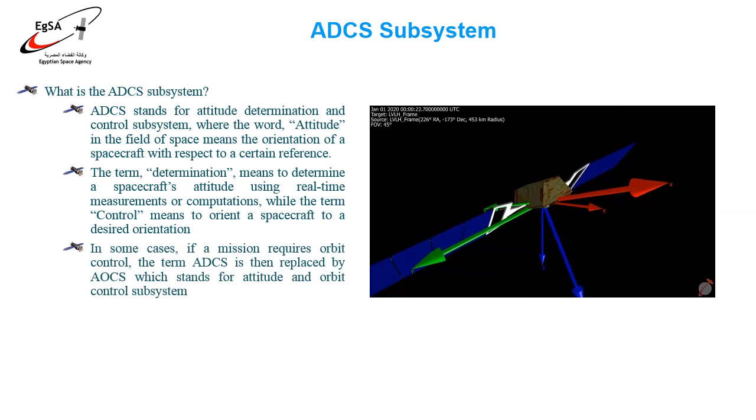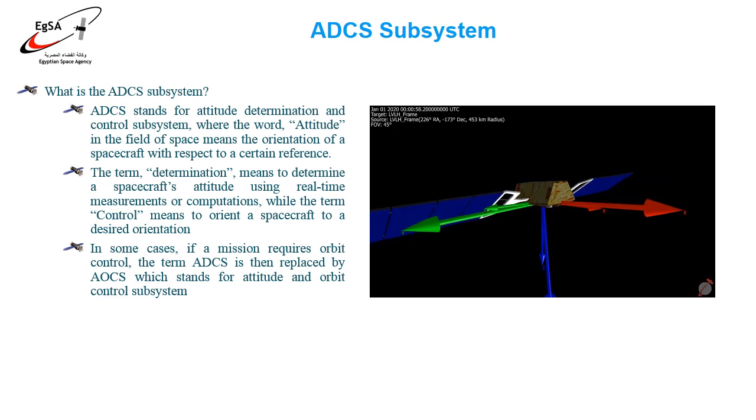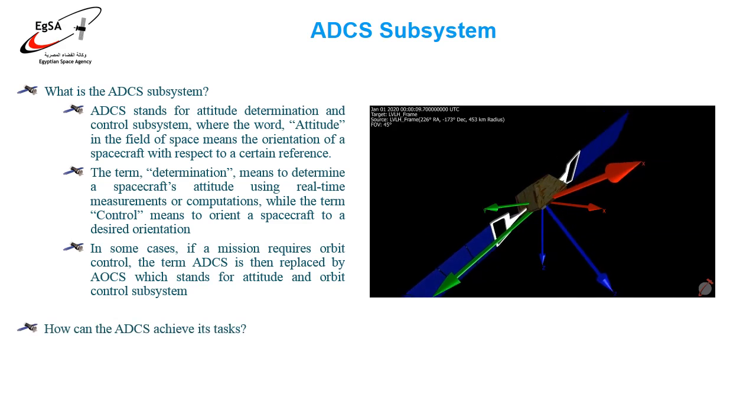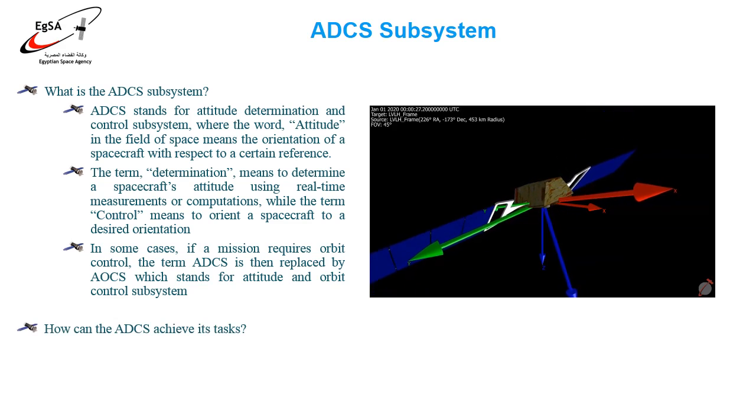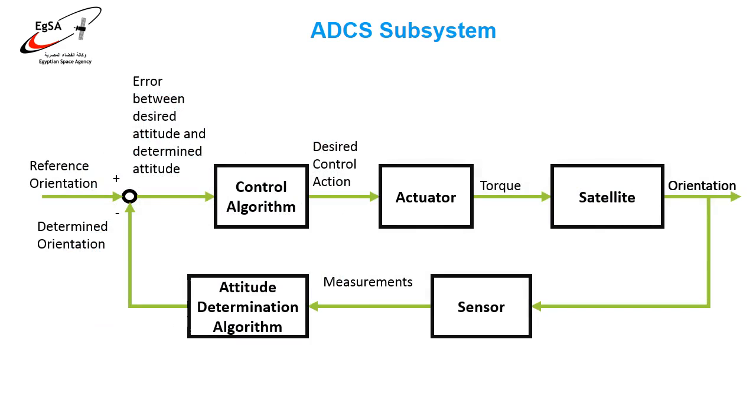In some cases, if a mission requires orbit control, the term ADCS is then replaced by AOCS, which stands for Attitude and Orbit Control Subsystem. How can the ADCS achieve its tasks? In order to perform the tasks of the ADCS, it should follow a control loop, which should basically look like this. The control loop has many components like the determination and control algorithms, the sensors, and the actuators. These components work together in order to control a satellite's attitude. Based on the given task, the reference attitude is determined.